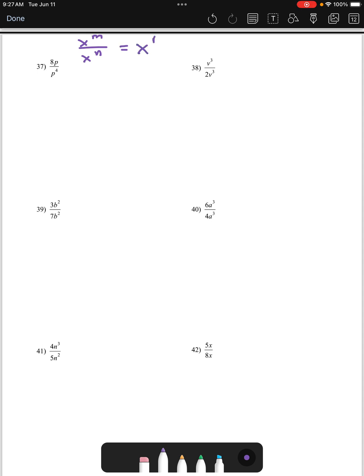So this poster, again, in the front, you'll see the quotient rule. And it's going to look like this. X to the m over x to the n is equal to x to the m minus n.